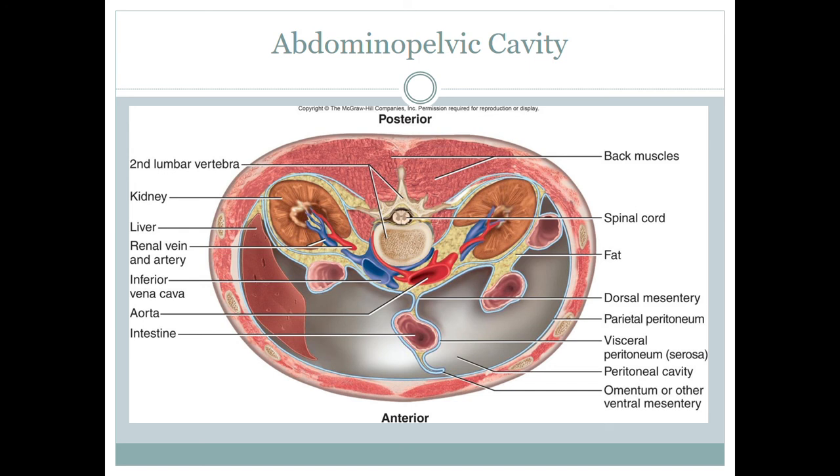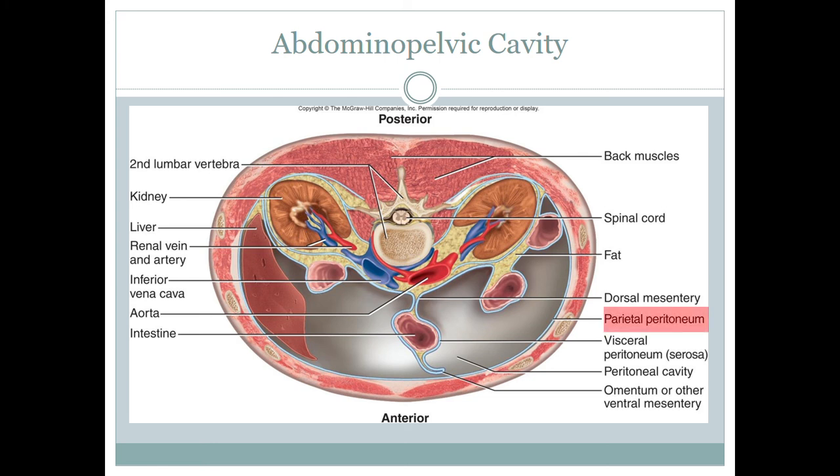Now, in reality, the visceral peritoneum is actually continuous with the parietal peritoneum, but anatomists make a distinction between the visceral peritoneum that surrounds the organs and the parietal peritoneum along the body wall. There's also a membrane that connects the visceral to the parietal peritoneum. That is referred to as mesentery.